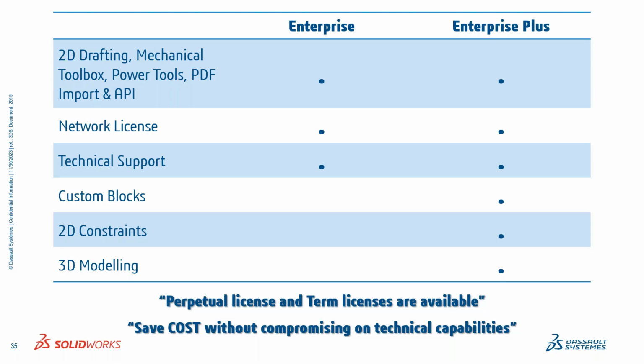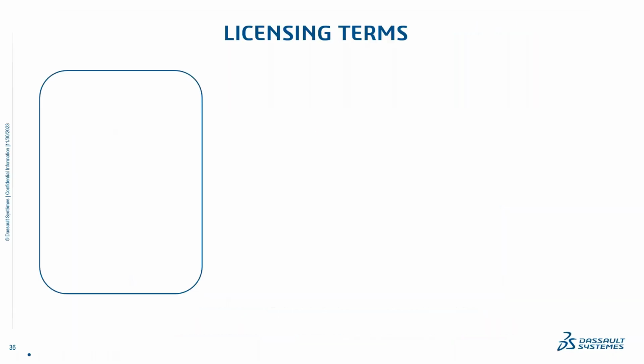And the 3D modeling options, which I explained during the user interface section, are also going to come only in the Enterprise Plus version, not in the Enterprise. So let us look at the licensing terms that are available in DraftSight.